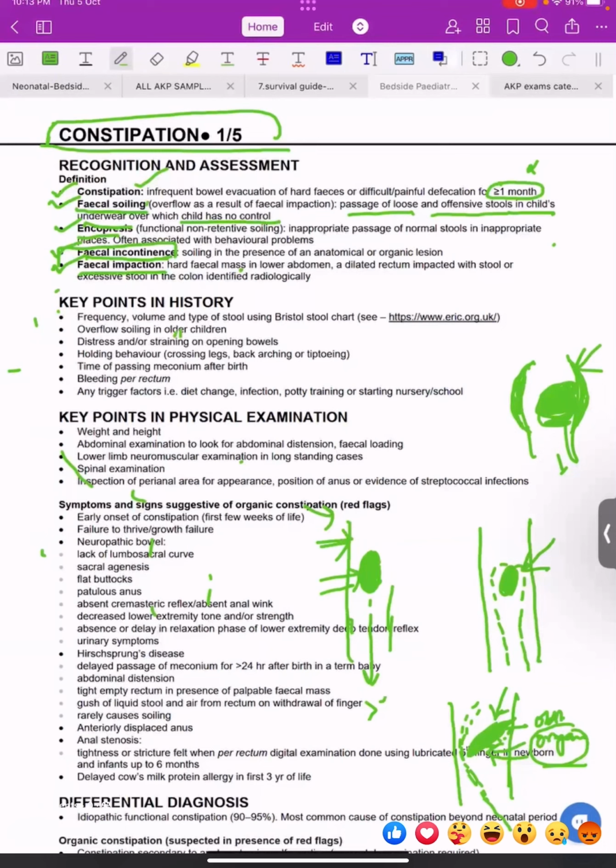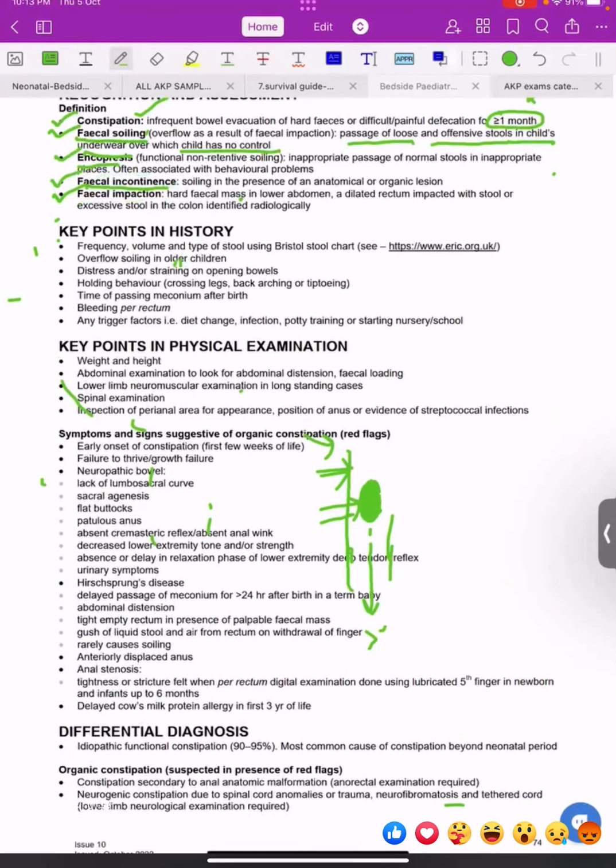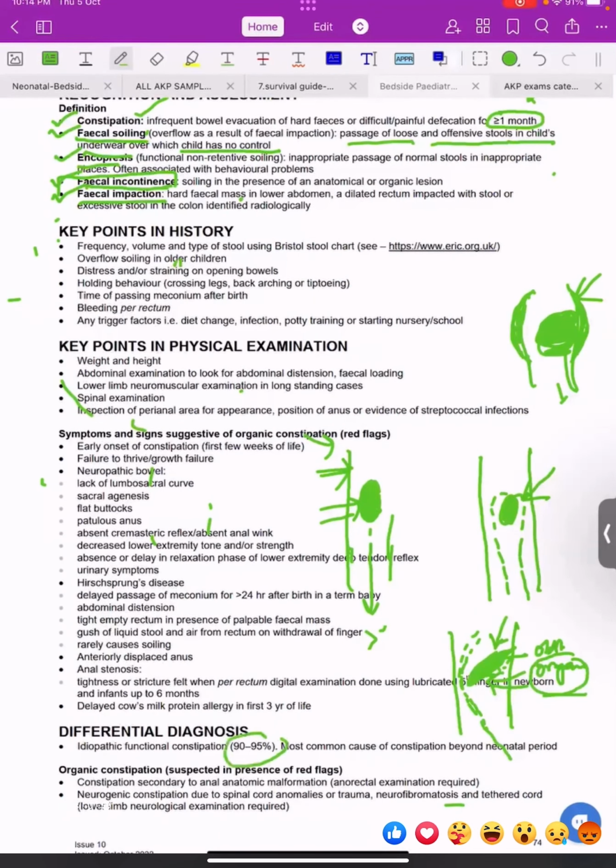Okay, but remember, of all these causes, all these forms of constipation, the most common is idiopathic functional constipation. If we have 100% cases of constipation, 95% will be functional constipation. The child is playing, he or she doesn't want to go to the toilet, doesn't want to quit the play or games. That is why it causes fecal impaction, which may appear in the form of constipation and all other problems.